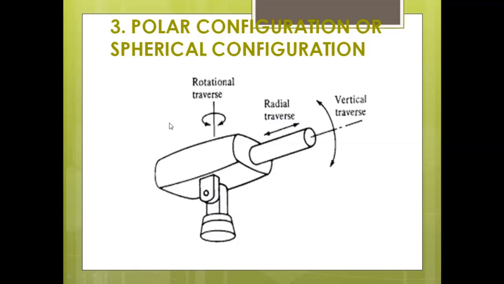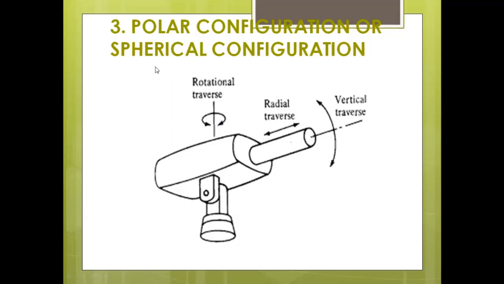Next very important configuration is the polar configuration. It is also called a spherical configuration robot. Polar configuration or spherical configuration robot. The name itself indicates that it gives a spherical work envelopment. For getting the spherical work envelopment, we have two rotary motions and one sliding motion.